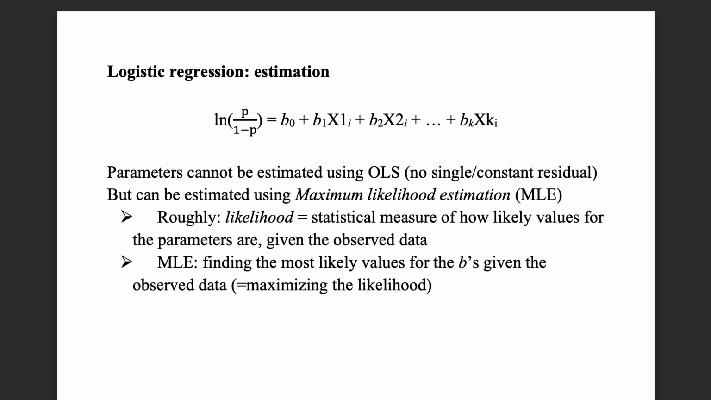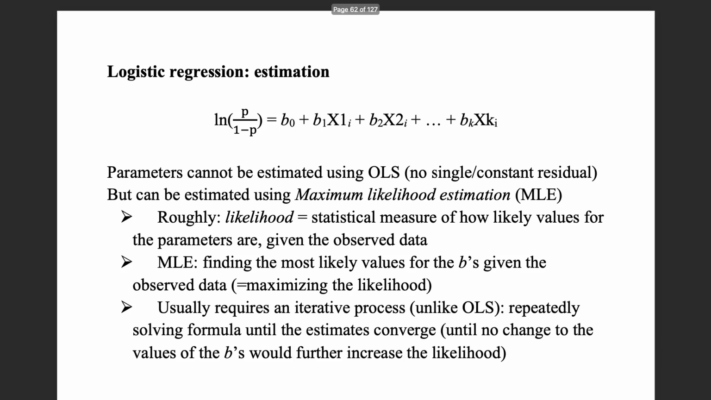It's the idea that we can calculate a likelihood for different hypothetical values of our regression coefficients, and then some regression coefficients will be more likely than others given the data that we observed. So let's find the values for these regression coefficients that are the most likely given the data that we have observed. And that's what maximum likelihood estimation basically does.